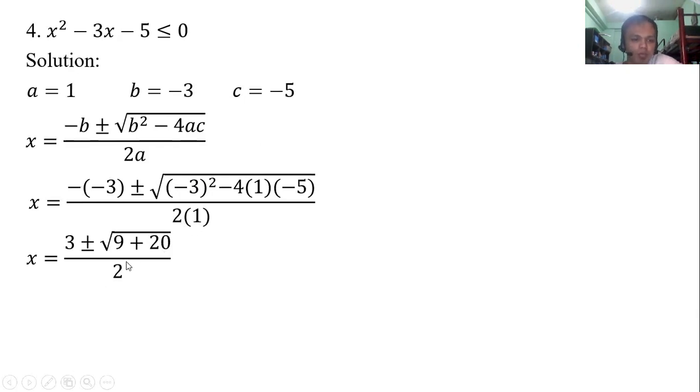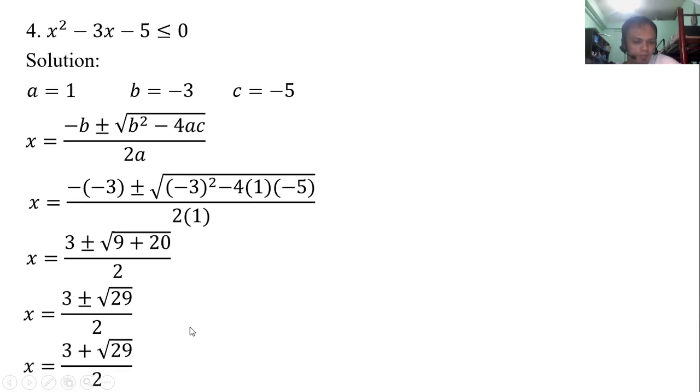Now, 9 plus 20 is equal to 29. So we have a square root of 29 here. Then we separate them. One is 3 plus square root of 29 over 2. The other is 3 minus square root of 29 over 2. We no longer take the square root of 29 because 29 is not a perfect square, so we leave it like that. Complex number again.